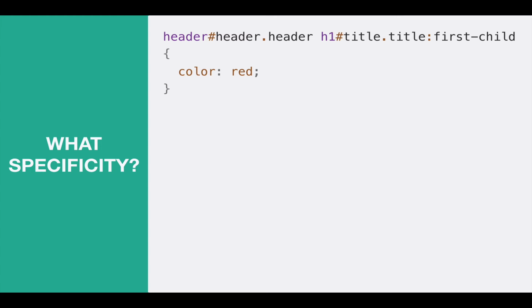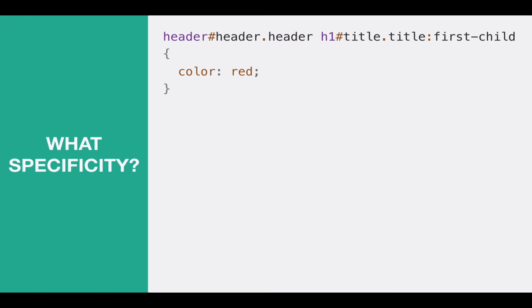Okay, so we have our 4 slots. The first one is 0 because we're not dealing with inline. What's our next slot over? How many IDs do we have? 2. We have 2 IDs. How many classes do we have? Okay, 2. And how many tags do we have?